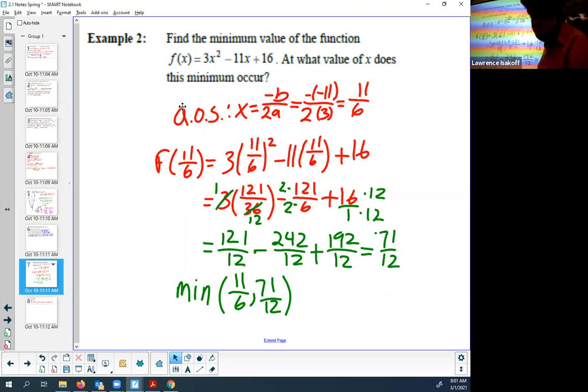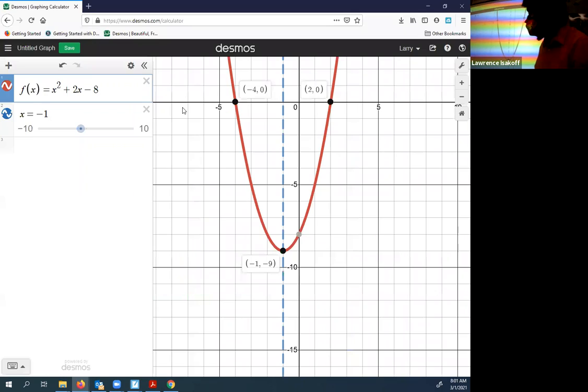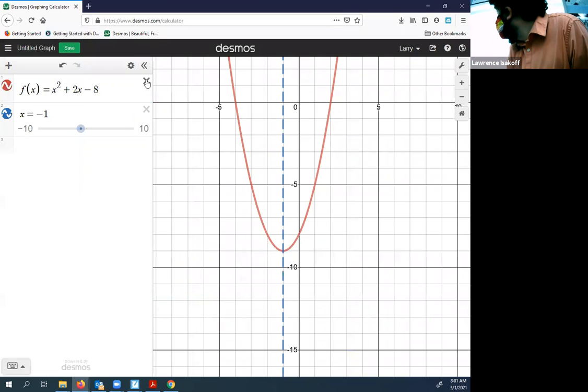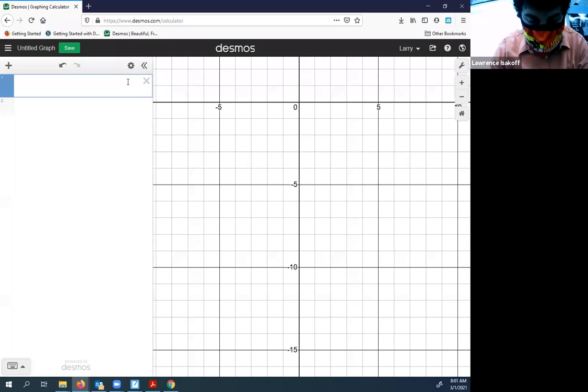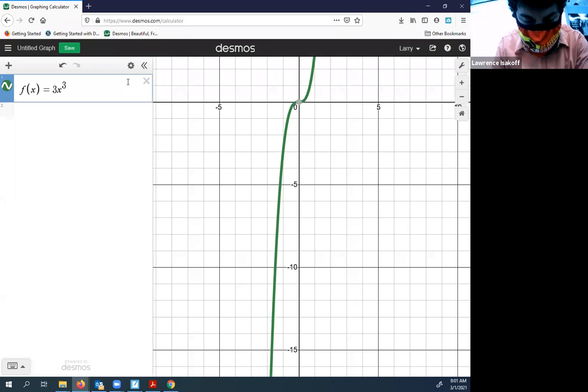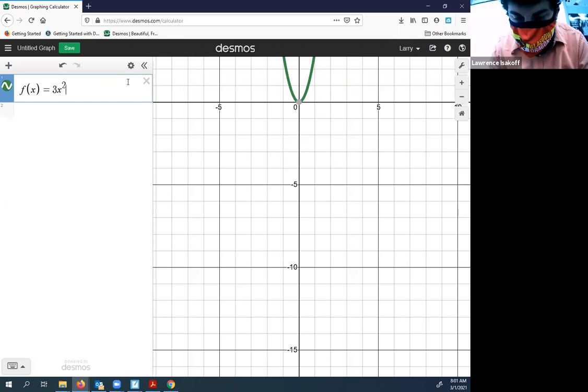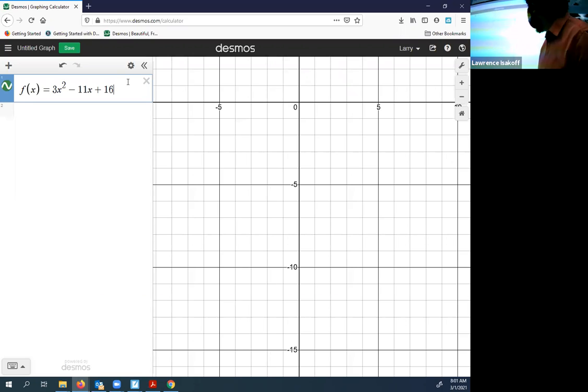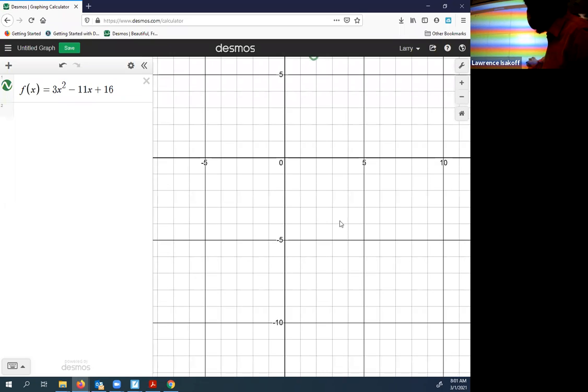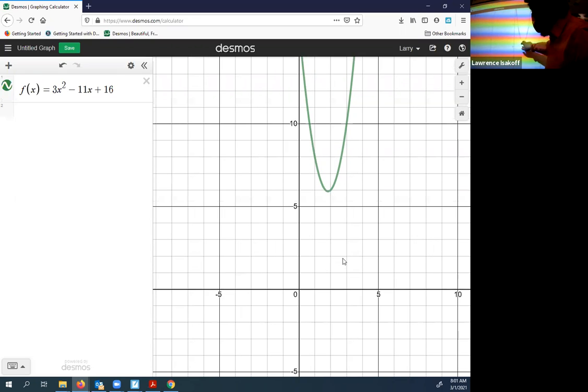Okay, let's take a look at Desmos, as I'm not seeing any questions popping up on the chat. It looks like we're pretty good. Okay, so f of x is equal to 3x squared. No, not cubed, squared, minus 11x plus 16. So there we go. There's my parabola.